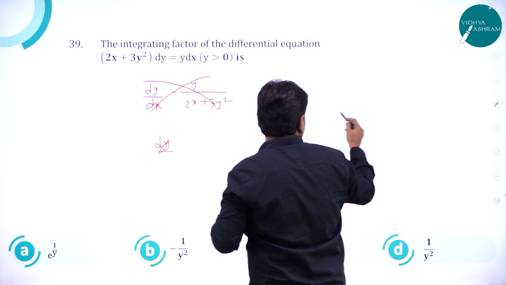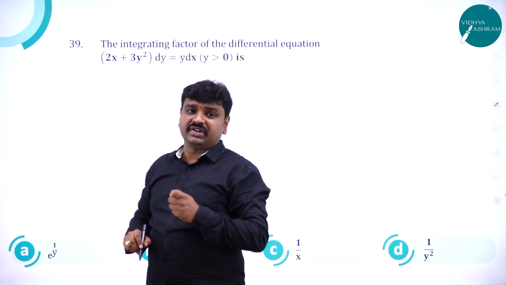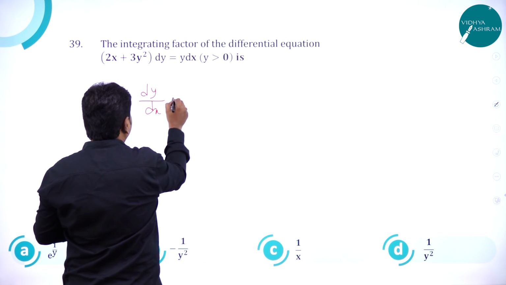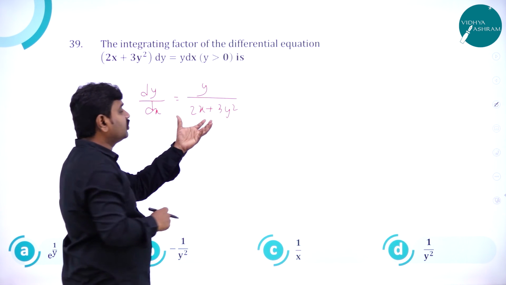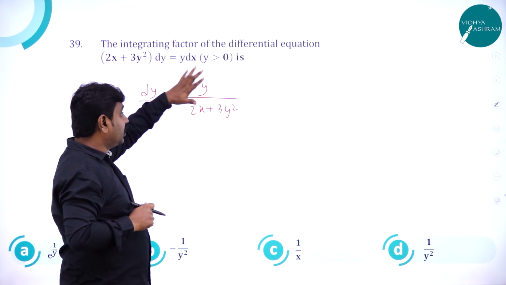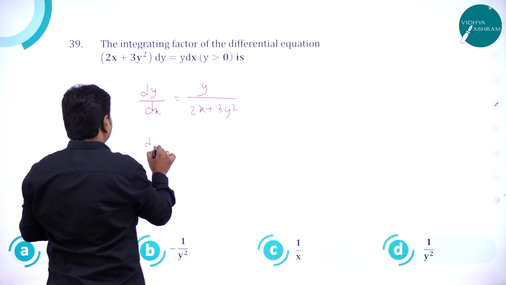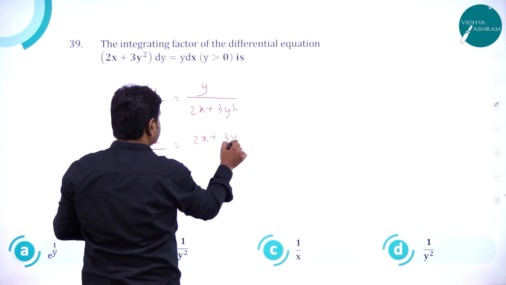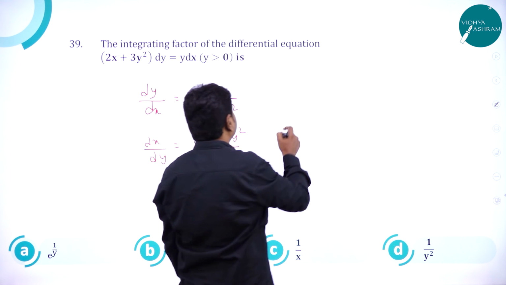So first, a regular integrating factor is possible for a linear differential equation. We try the first form, dy by dx is y divided by 2x plus 3y square. It is difficult to split. The denominator has two terms, but the numerator has one term. One term is favorable to simplify. So take reciprocal. Now can I write dx by dy is equal to 2x plus 3y square by y? Further it is easy to split this also.